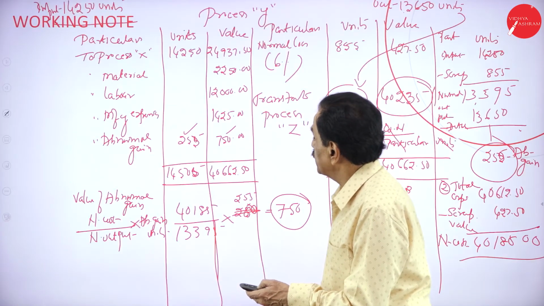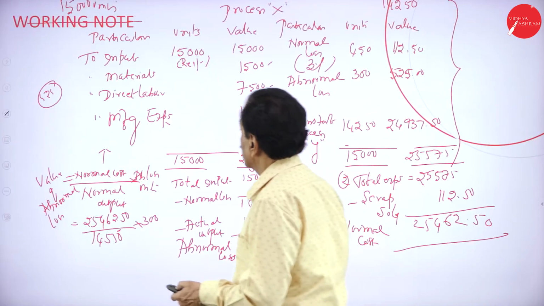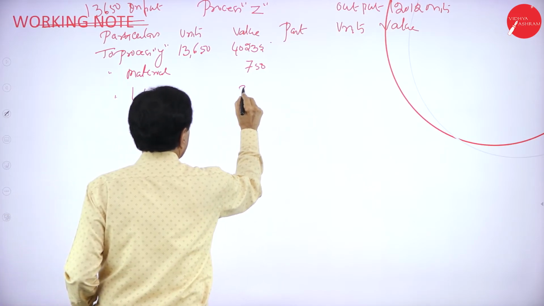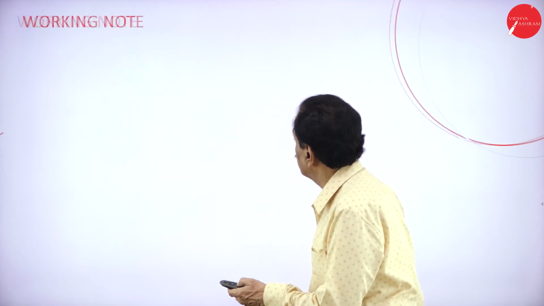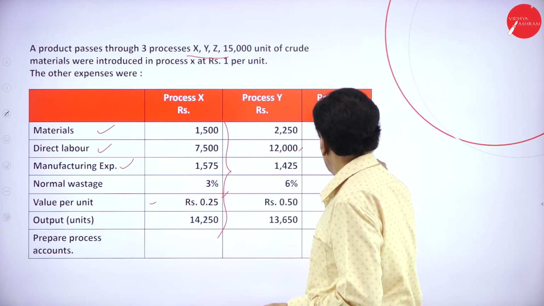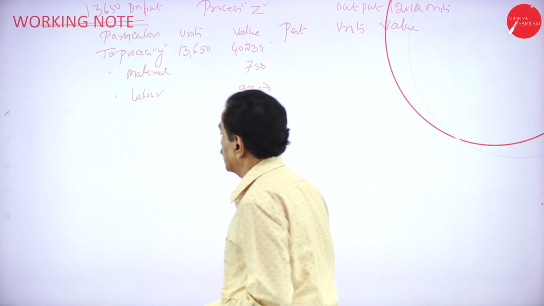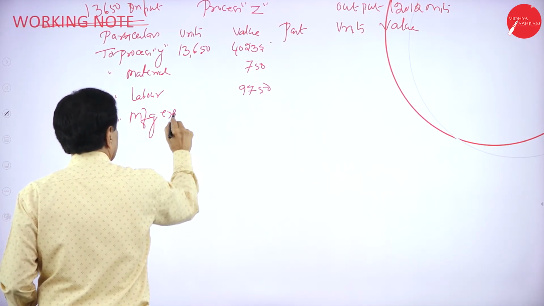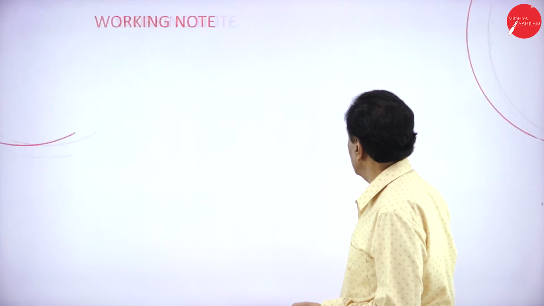Then what is next one? See that material gone. Direct labor 9,750. Labor 9,750. What's next one? Labor gone. Labor 9,750. Manufacturing expenses. Manufacturing expenses 3015.